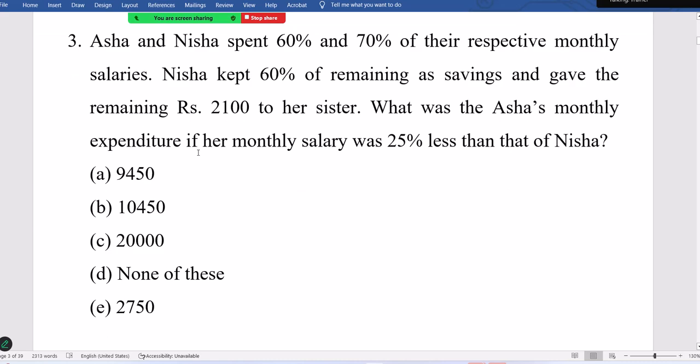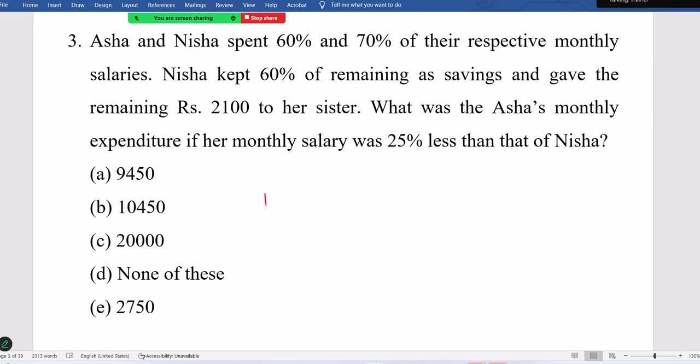Asha and Nisha spent 60% and 70% of their respective monthly salary. Nisha kept 60% of the remaining as savings and gave the remaining rupees 2100 to her sister. What was Asha's monthly expenditure if her monthly salary was 25% less than that of Nisha? First, let us go ahead with Nisha's salary.